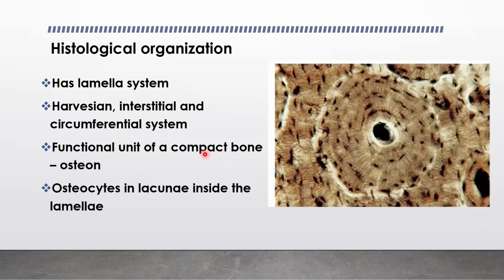The functional unit of a compact bone is an osteon. So you can appreciate here is an osteon because we have a haversian canal. It will have its blood vessels and nerves, and you'll have concentric rings, the haversian system. Then you appreciate these black spots are actually osteocytes in lacunae. So osteocytes in lacunae will be found inside the lamellar system, as you can see here. So these are actually the osteocytes.